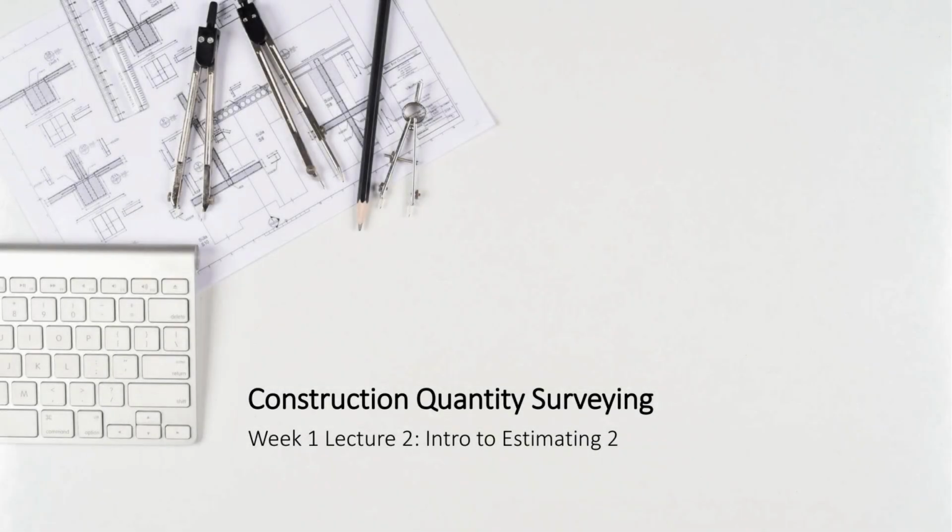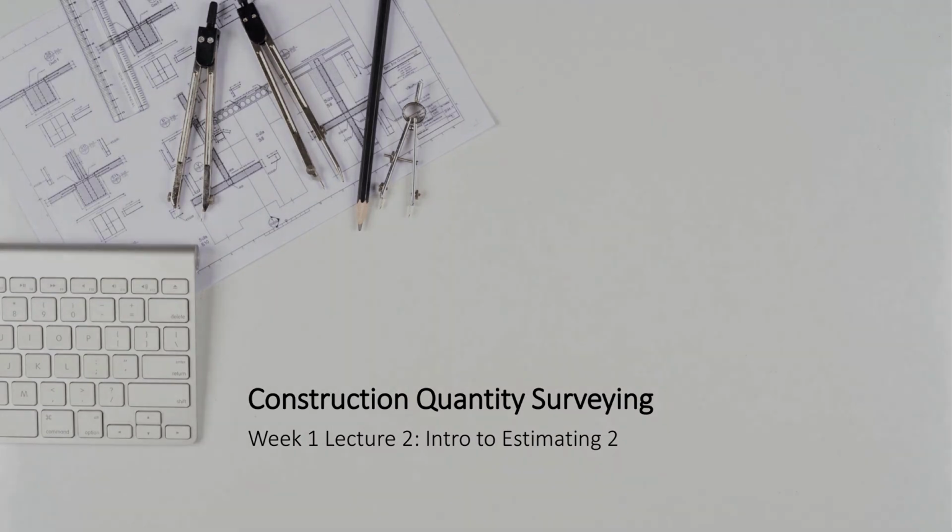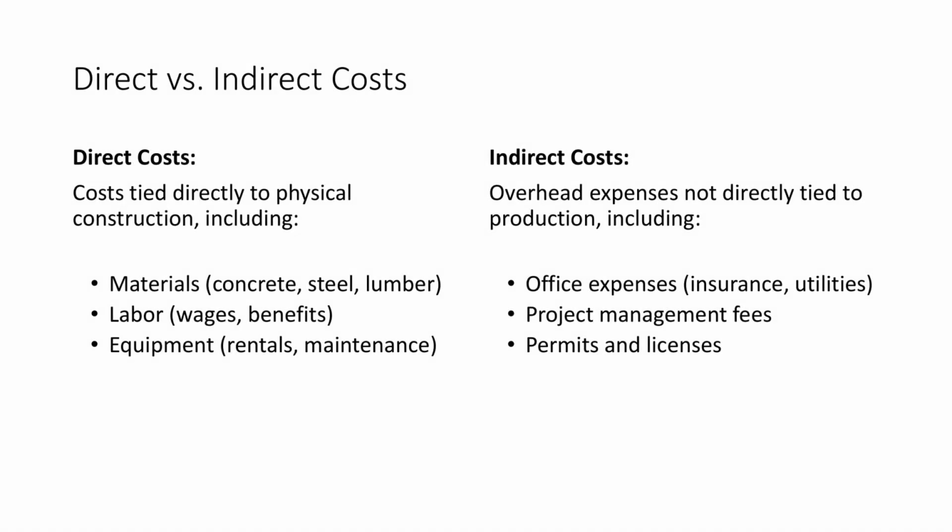Okay, let's continue our discussion from the previous session, and then we'll go back to that disk assessment. So we talked about the fact that we have two different costs: direct costs and indirect costs. The direct costs are about material, labor, equipment. Then we have indirect costs, which is mostly about the overhead expenses like office expense, project management fees, permits, licenses, things that do not directly contribute to the project, but indirectly are included in construction costs.